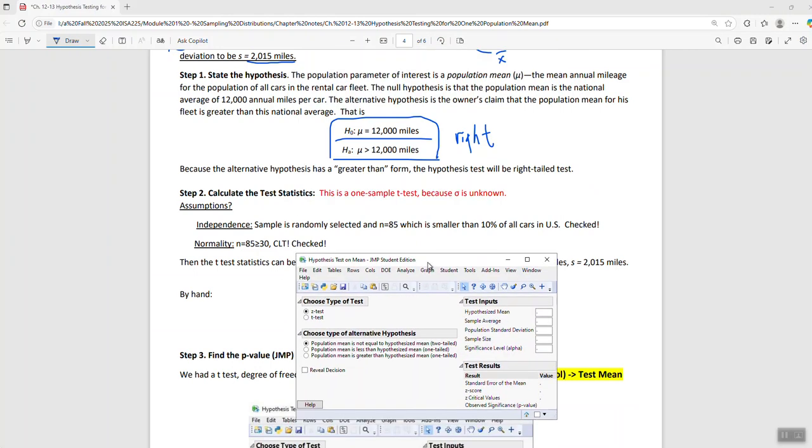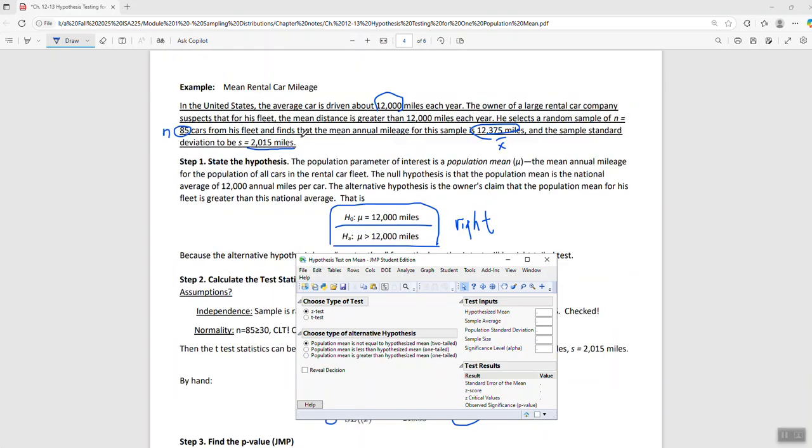On this screen, from left to right, we need to choose one by one. First, what kind of test do you have, Z or T? We only know the sample standard deviation and don't know the population standard deviation, so we have the t-test. We also need to choose the alternative hypothesis. We have the right tail hypothesis, so the population mean is greater than the hypothesized mean.